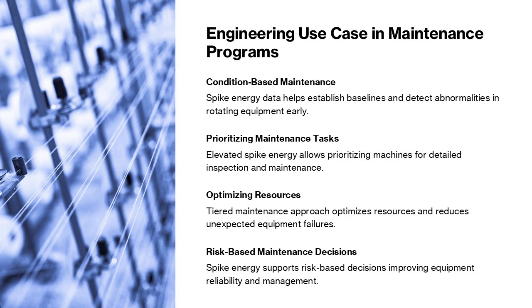A practical engineering use case for spike energy is in routine condition-based maintenance inspections of critical rotating equipment. By collecting spike energy data at regular intervals, maintenance teams can establish baseline levels and detect abnormal increases early. This allows planners to schedule inspections, order spare parts, and align maintenance activities with production requirements. Spike energy is particularly useful in environments where quick screening of many machines is required.